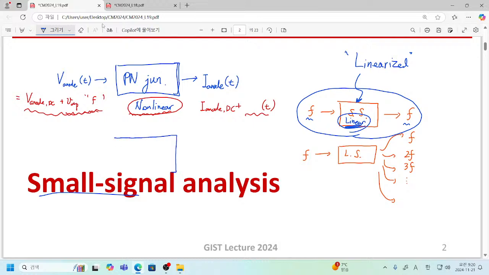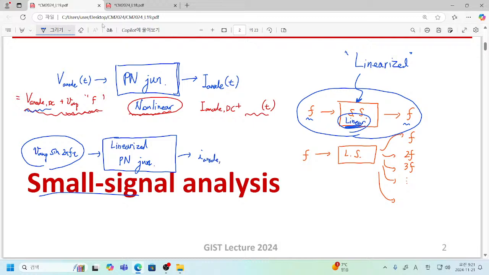But in this linearized PN junction, now the input is no longer the entire value. Instead of that, just the small time-dependent term is used as the input voltage, and also only the small time-varying quantity is considered as the output current, and of course we have a cosine term due to the phase difference. So now we have this system.